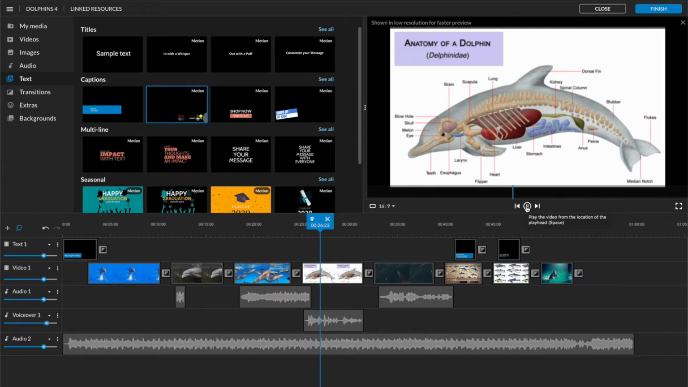This diagram shows body parts of a dolphin. Notice its vestigial hips.